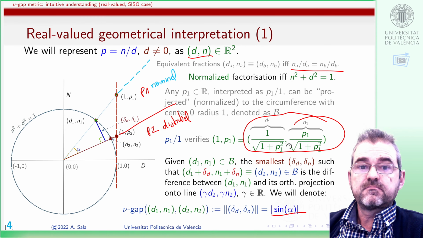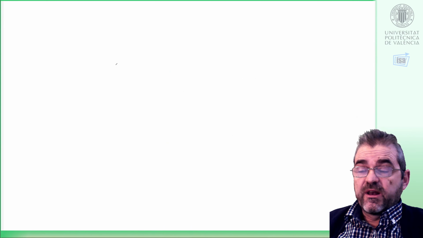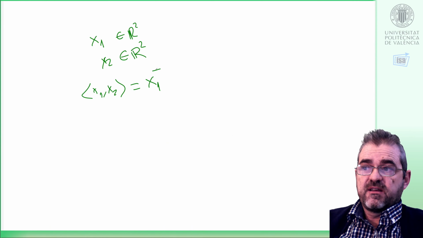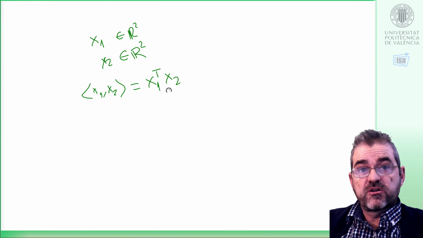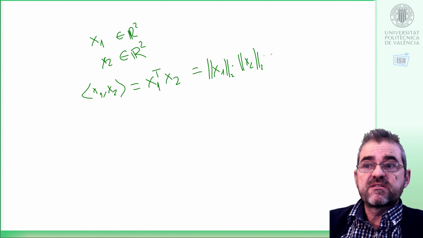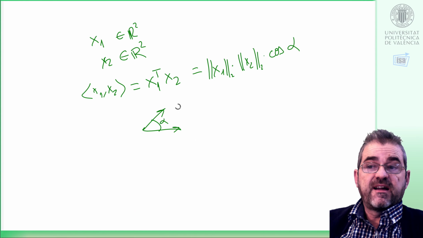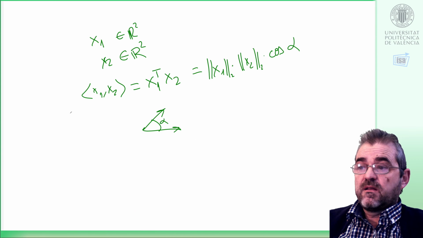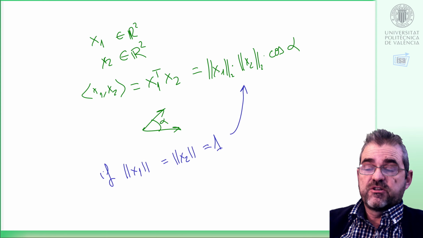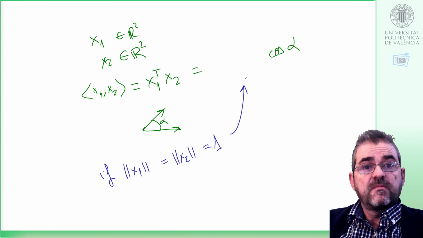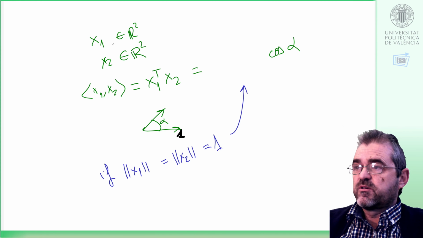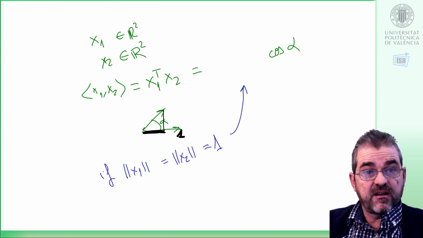So let's go. For the development, we need the well-known formula that the scalar product of two vectors in R2, which is x1 transposed x2 if we represent them as columns, is equal to the product of the Euclidean norms times the cosine of the angle between them. And if we are dealing with normalized representation, then I can just forget about this and say that the scalar product is the cosine of the angle. So if this is norm 1, the scalar product will be the length of this segment.